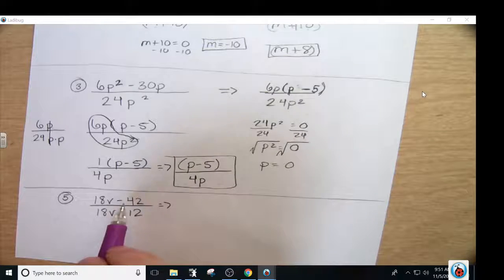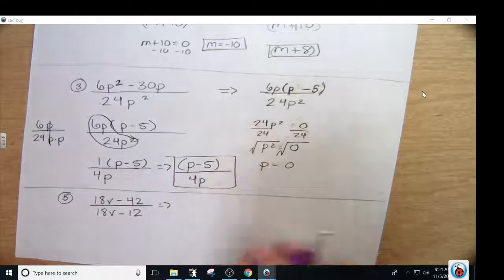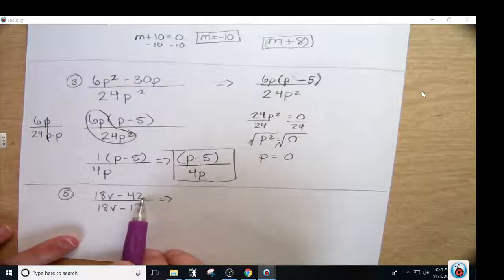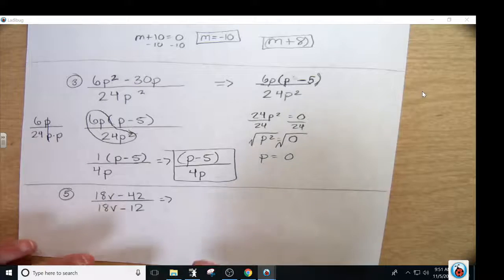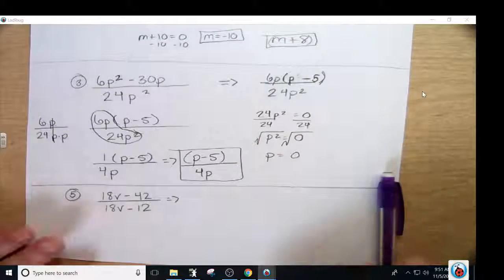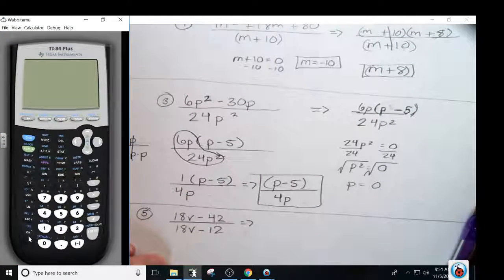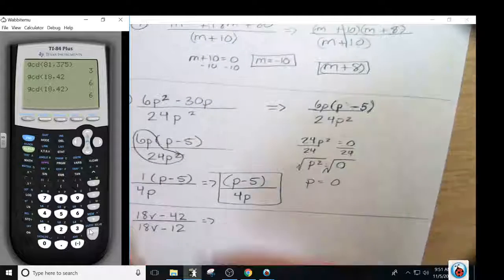Now, what we need to do here is factor out a GCF. Notice I cannot factor out a v. There's a v here, but there's not a v here, so I cannot factor out a variable. If you're not sure what the GCF is, you can always use your calculator. It'd be math, number, option 9. Now, that's 18 and 42. I'm putting this number and that number in there. That GCF is 6, so I'm going to factor a 6 out.